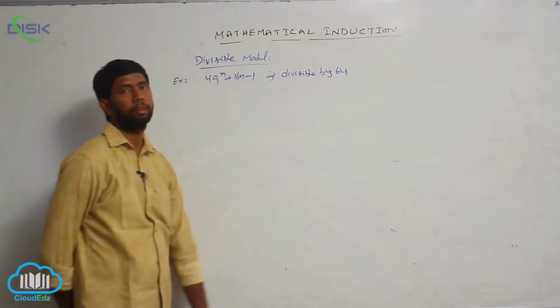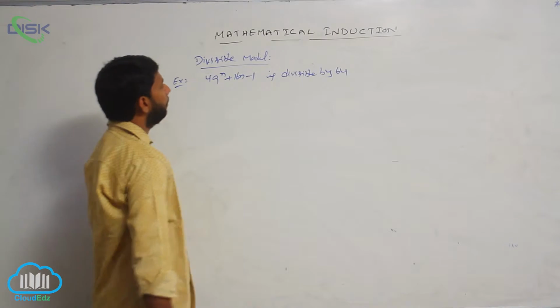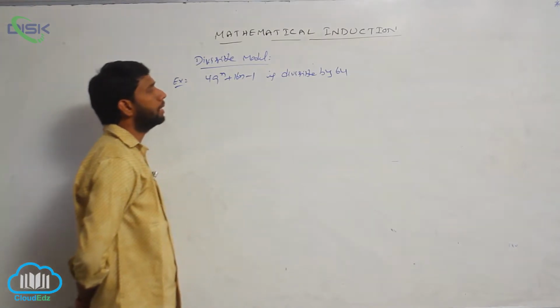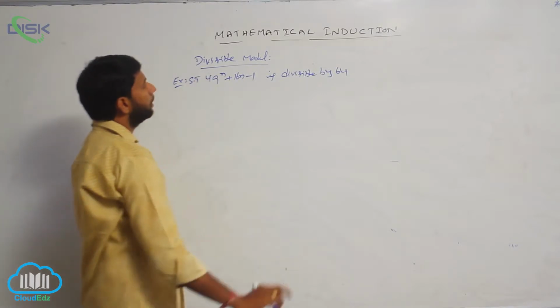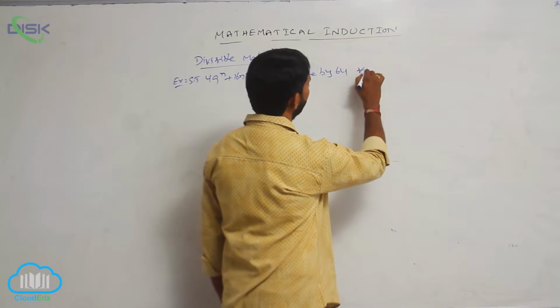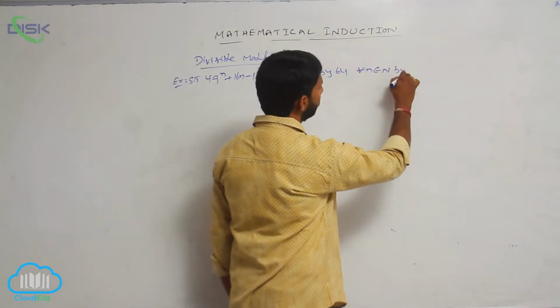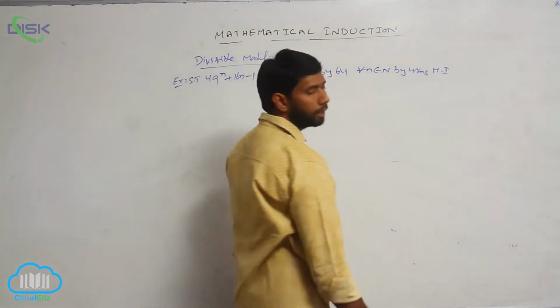Divisible model. The next one is divisible model. The first example: show that 49^n + 16n - 1 is divisible by 64 for all n belongs to N by using mathematical induction.